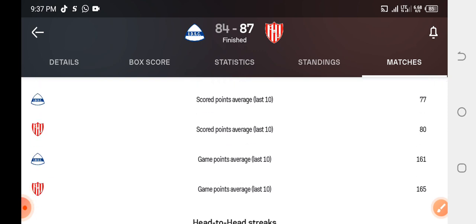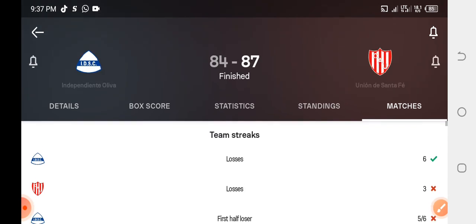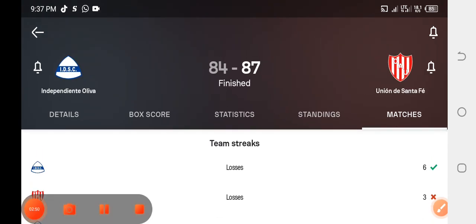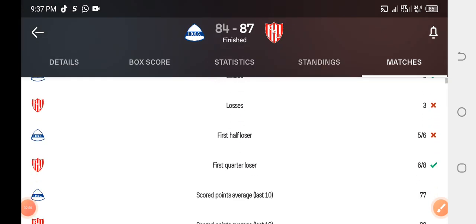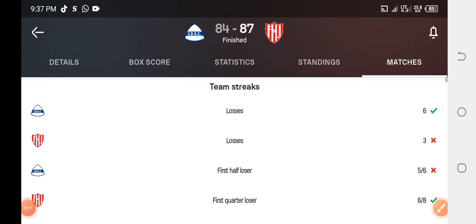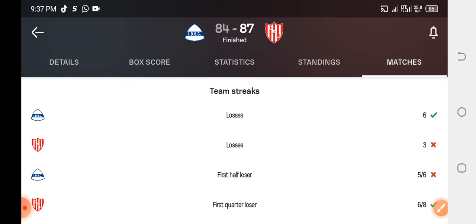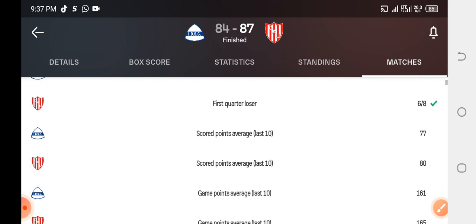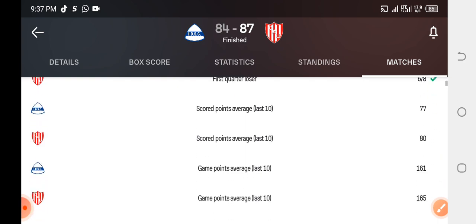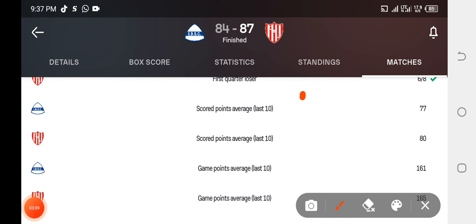Okay, so the first segment that you are seeing here is the team streaks. These are their last previous games, their performance in previous games with other teams apart from each other. So this is the streaks. These are the aspects that we are concerned about. Last 10 games, that is the average scored point.